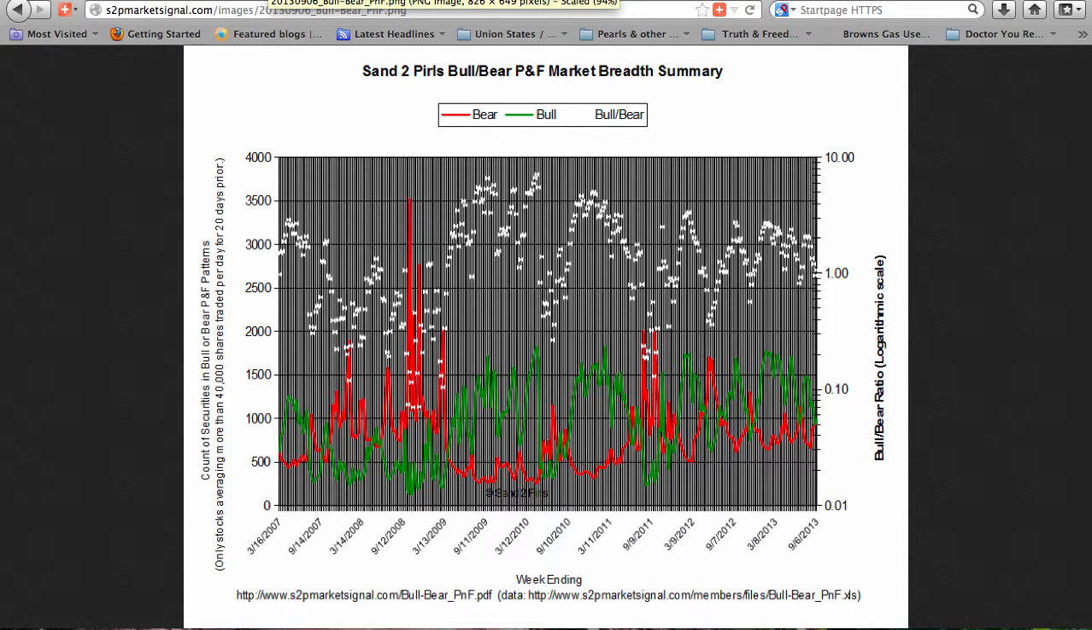The Sand to Pearls PNF Market Breadth Summary Chart shows us a market now one consecutive week in bullish territory.